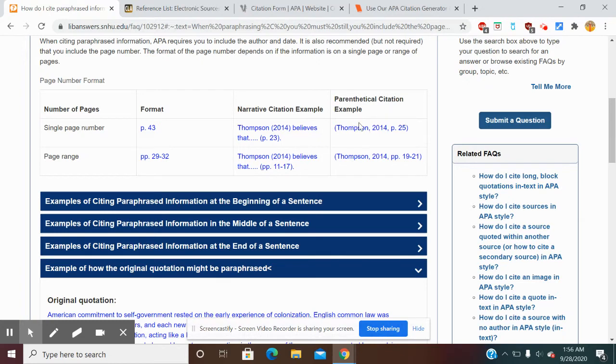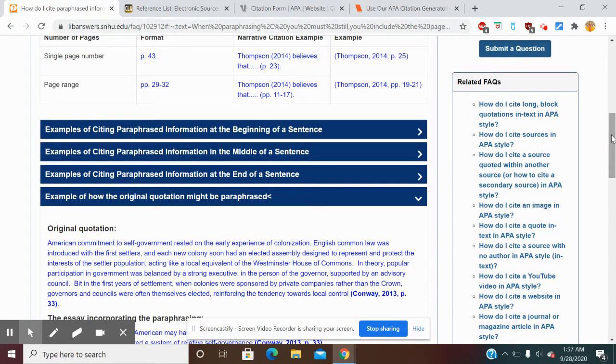Parenthetical citation example looks like this. It comes at the end of your statement that you borrowed from the author. It will look like Thompson, comma, 2014, comma, p period 25. The last name of the author, the year of publication, and the page number with a lowercase p.